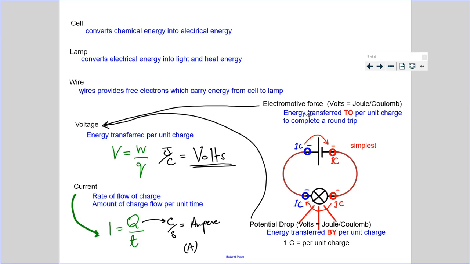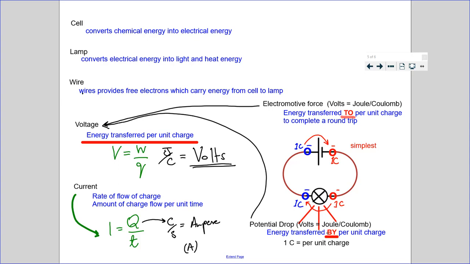So what does the cell do? The cell again transfers energy to the charges, to that 1 coulomb of charge. 1 coulomb of charge means per unit charge. So the energy transferred per unit charge, whether to or by, is called voltage. It doesn't matter whether it's to or by. If we are discussing energy transferred per unit charge, it's the voltage, and it is measured in volts. But in the cell, the difference is that energy is transferred to per unit charge, and in the lamp, that energy is transferred by per unit charge.